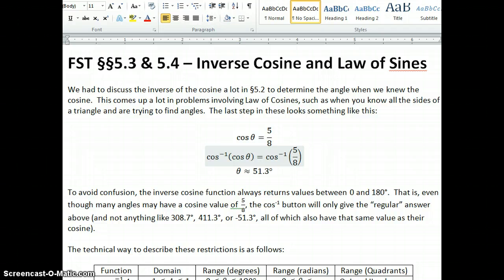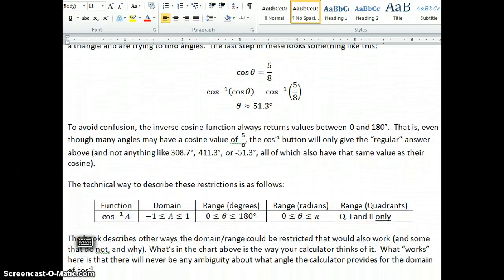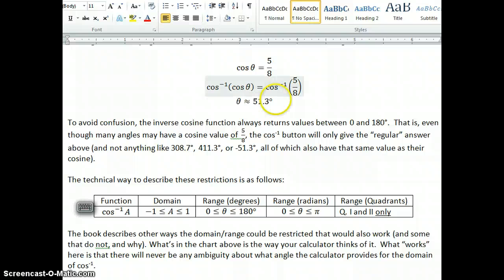The thing with that, though, is that it's always going to give you an angle between 0 and 180. This one we did here, where we knew the cosine was 5/8. We found inverse cosine of 5/8, and it gave us an angle of 51.3 degrees. From what you know of trigonometry, you would realize that there are lots of angles that have that cosine. It gave us 51.3 because that's the one it figures we probably want.